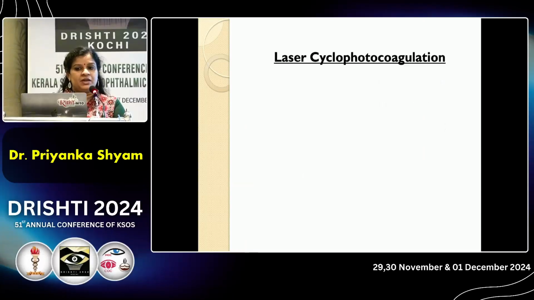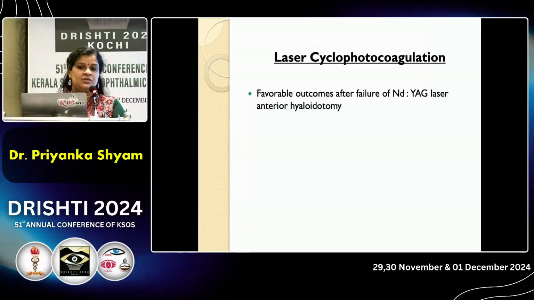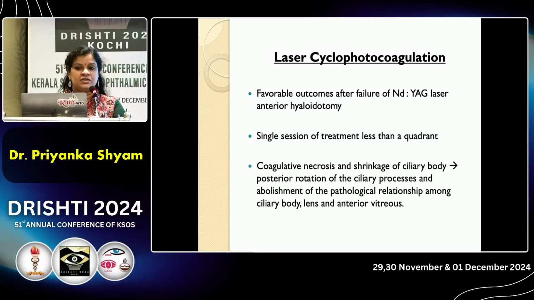Then laser cyclophotocoagulation is done. It is usually done after failure of Nd:YAG laser anterior hyaloidotomy. A single session of treatment, less than a quadrant, is sufficient. Coagulative necrosis and shrinkage of the ciliary body causes posterior rotation of the ciliary processes.